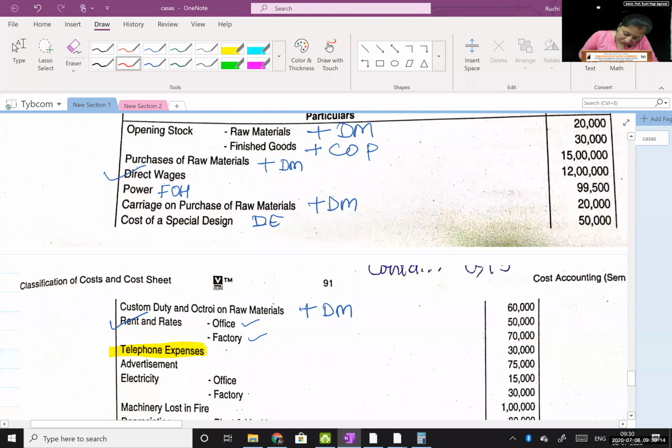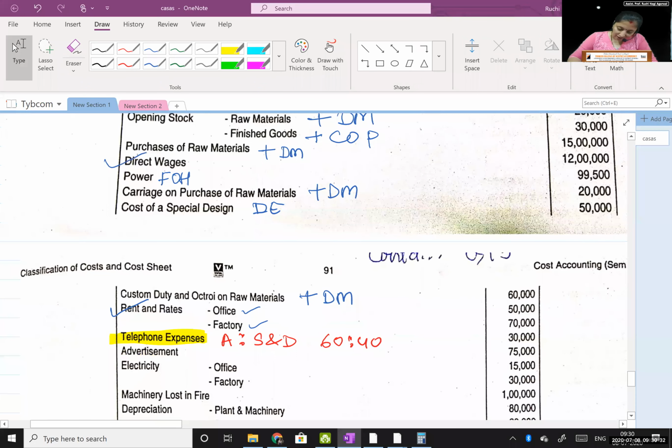It will be distributed between admin and selling and distribution. It's clearly mentioned, and the ratio has to be 60 is to 40. If you want, you can reduce the ratio to 3 is to 2. Okay, keep it as it is. Clear about this? Then advertisement will go to selling and distribution. Electricity is already divided in office and factory.